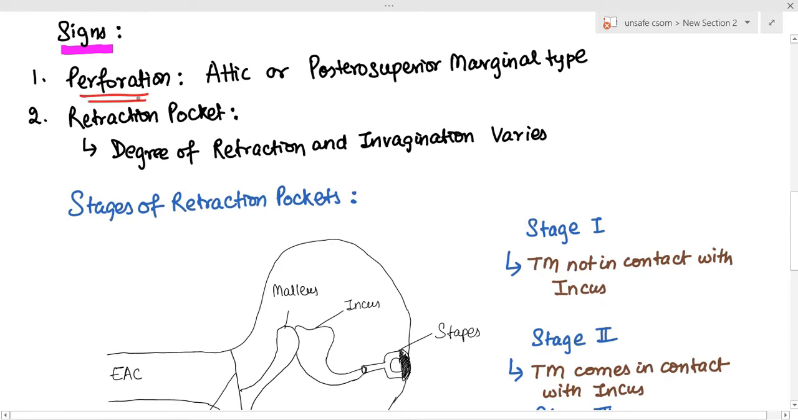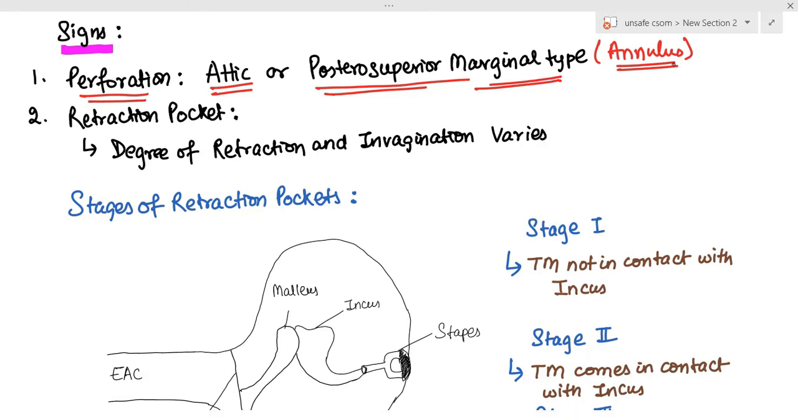perforations. In safe CSOM, we just discussed that perforations are always central. Okay, here the perforations are located in the attic or the posterior superior quadrant of the tympanic membrane. It is marginal in type. Okay, because the annulus is also involved. The annulus is also perforated, and because of that there is no fibrous layer and it is easier for the epithelium to grow inward.